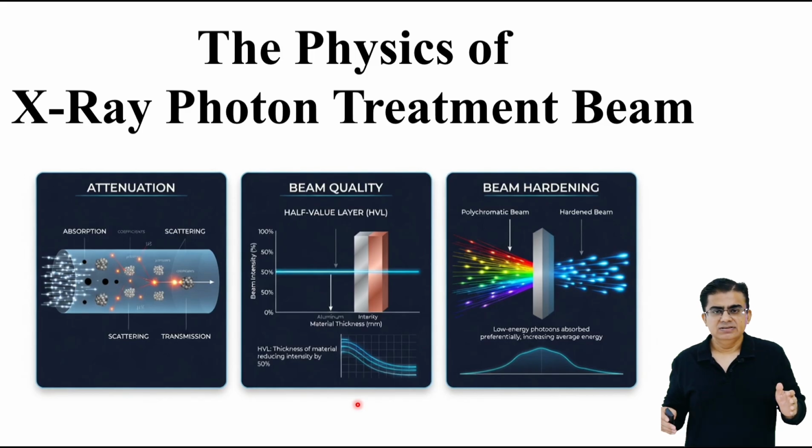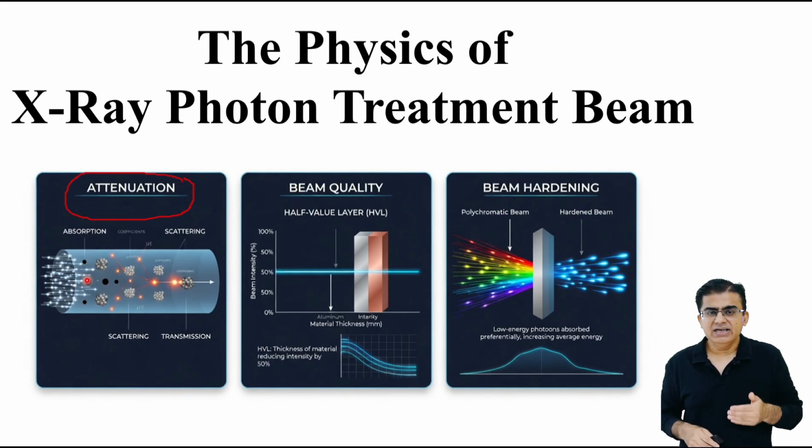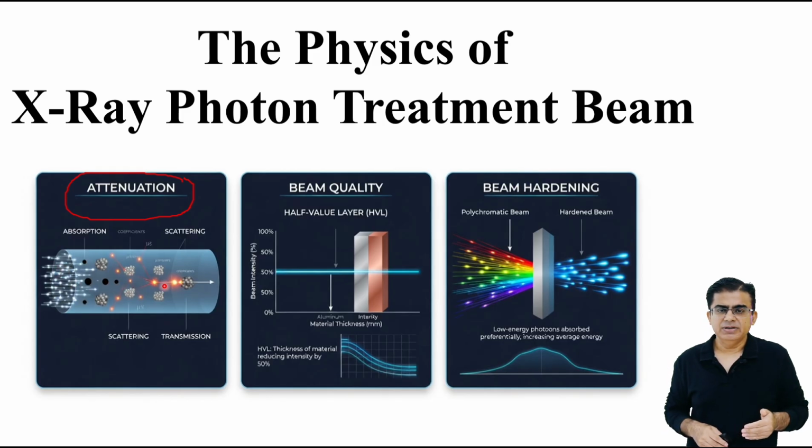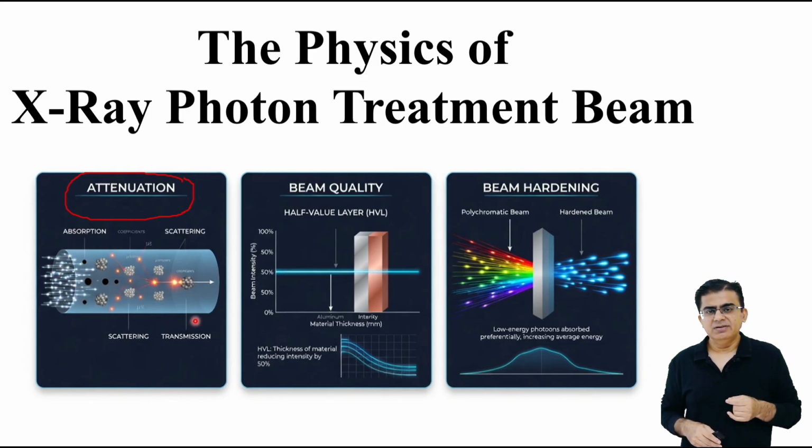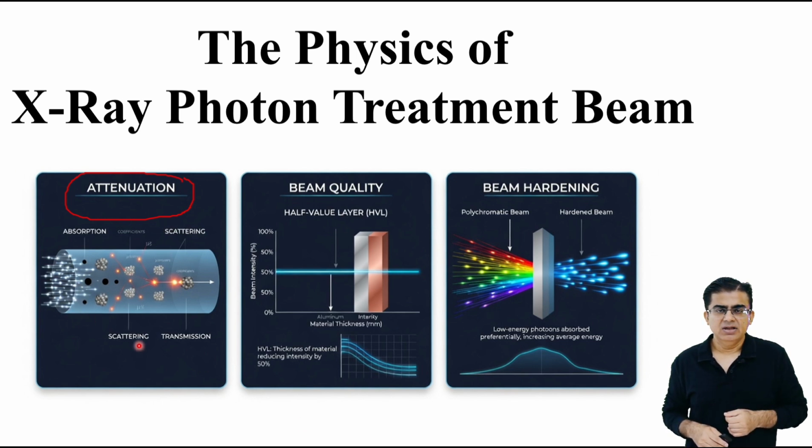We have now reached the end of our discussion for today. Let us quickly summarize the core concepts we just learned. We started with the fundamental concept of beam attenuation. We clearly saw how our invisible treatment beam gets weakened as it travels through the patient. This happens strictly through the physical processes of absorption and scattering.